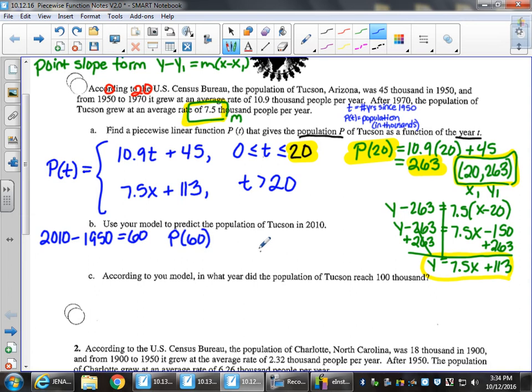Well, we need to ask ourselves, where does 60 fall into the restrictions? Is it between 0 and 20? No. Is 60 greater than 20? Yes. So I know I'll be using the second piece. So that will be 7.5 times 60 plus 113.